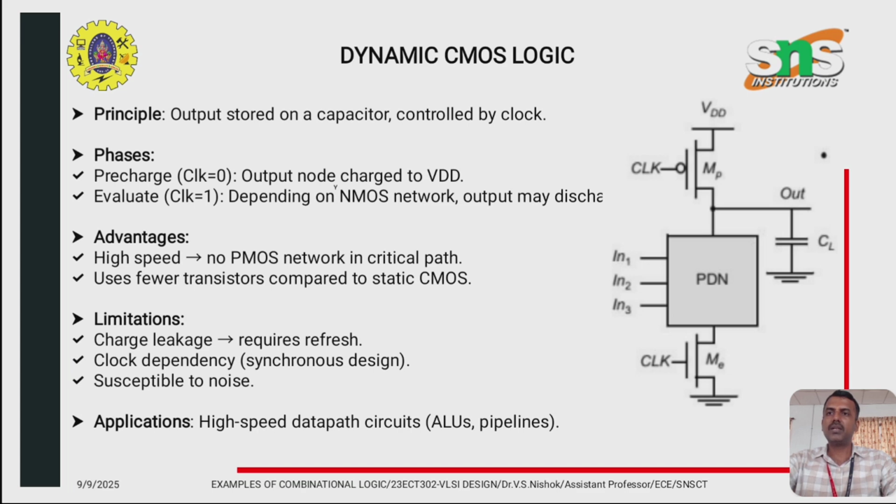For example, in pre-charge mode, the PMOS will conduct, so the output is always equal to VDD. But when clock equals 1, NMOS will be on and PMOS will switch off. Based on the pull-down network, the output may discharge or the output will be available in the output path. So that is the case in the dynamic logic. It is especially used for high speed applications.